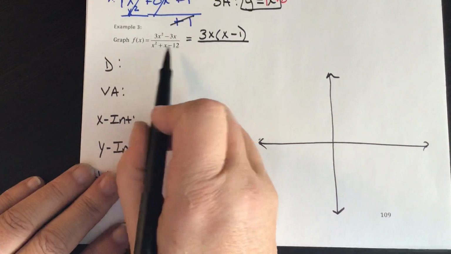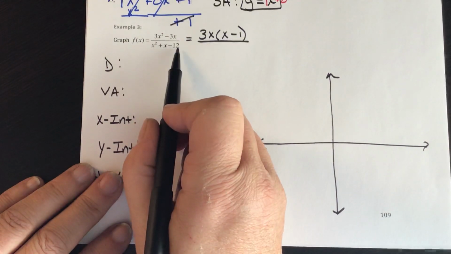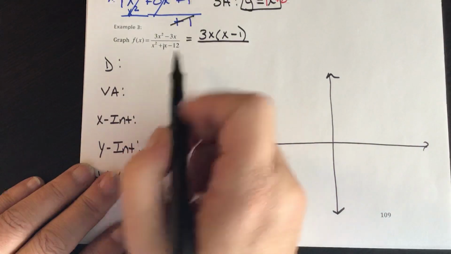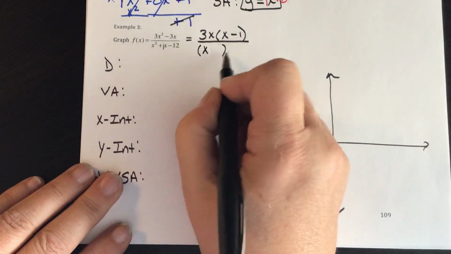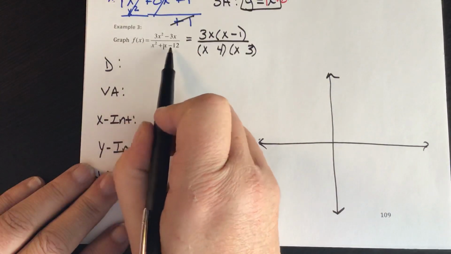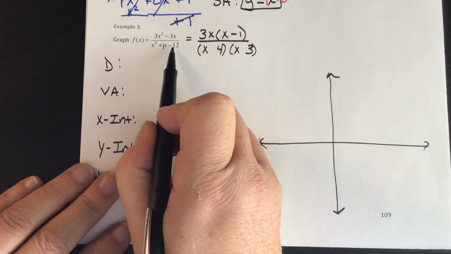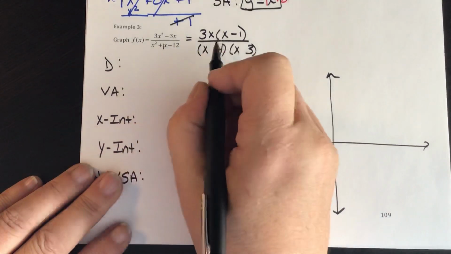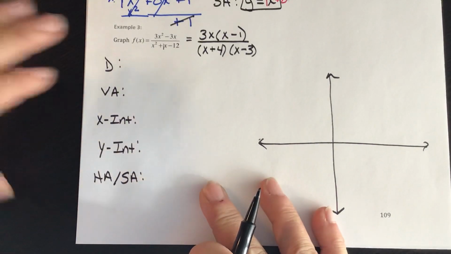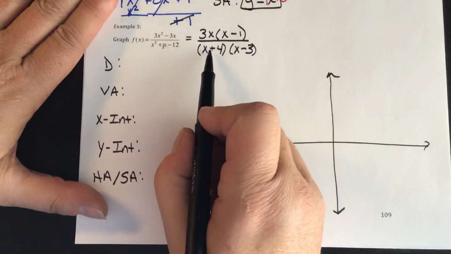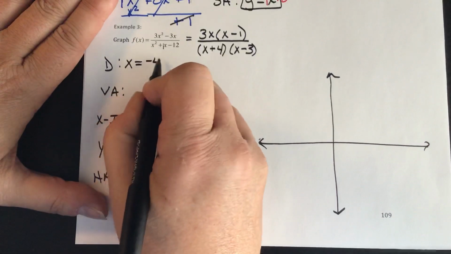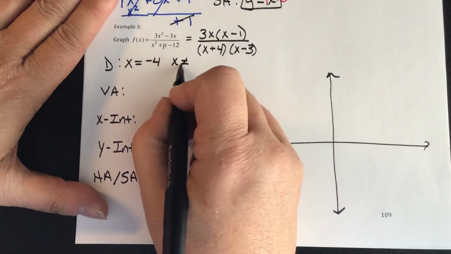On the denominator, I'm factoring a quadratic trinomial, so I'm looking for numbers that multiply to be 12 and subtract to be 1. So that would be 4 and 3. And because they multiply to be a negative, one's positive, one's negative, and the bigger number has to be positive. So x plus 4, x minus 3. That gives me a domain of all values for x except for where the denominator is 0. So x cannot be negative 4 and x cannot be 3.